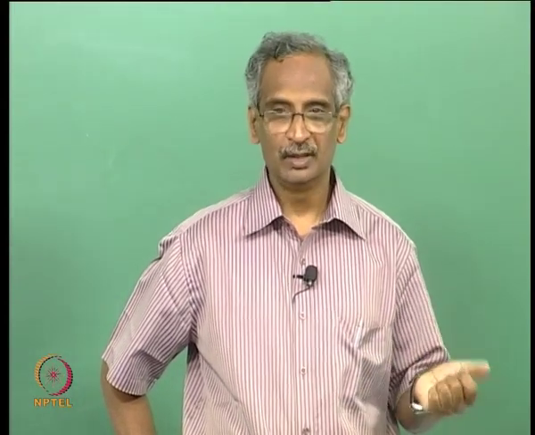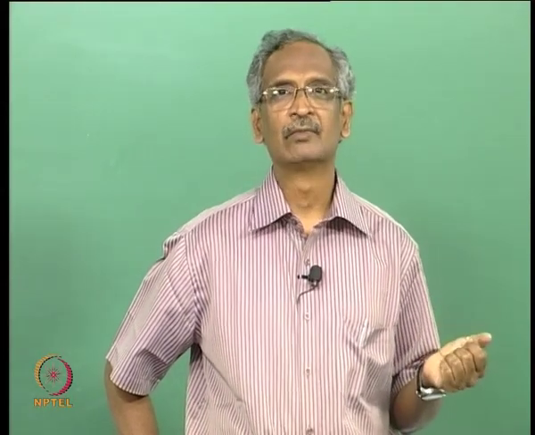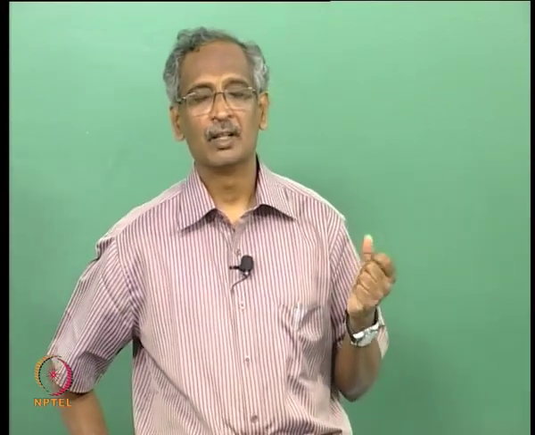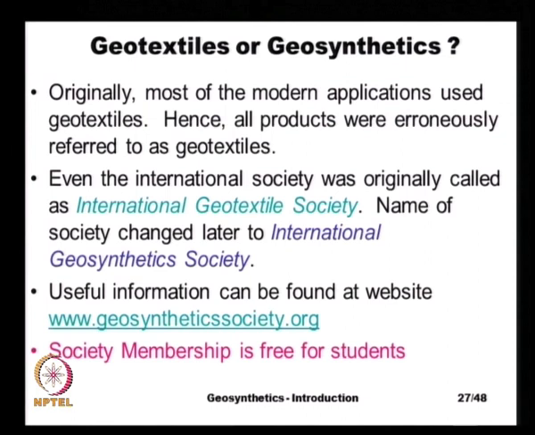But towards the late 80s and early 90s, people started questioning, why not have a more generic name, because we have a number of products like geotextiles, geogrids, geonets, geomembranes, and so on. So the society name was changed to International Geosynthetic Society, and so now the generic name is geosynthetics. We do not call them geotextiles unless they are textile products.